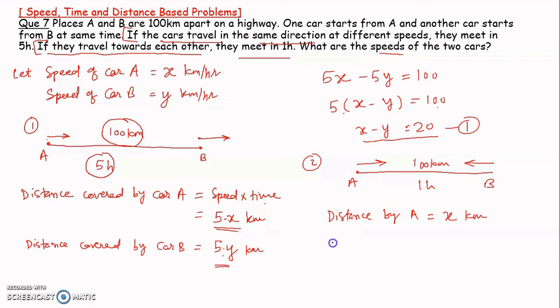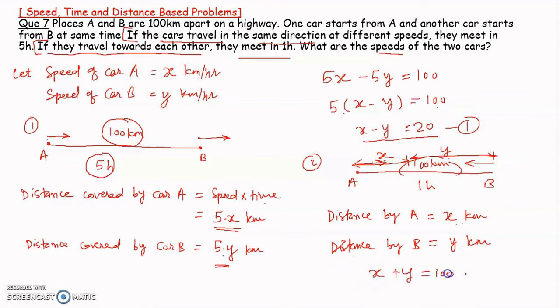Right? And same way the distance covered by car B is y kilometer. Now the addition of those two distances will be equal to 100 kilometer. So let's say this is the distance covered by car A and this is the distance covered by car B. The addition of those two distances will be equal to 100 kilometers. So we can write x plus y equals 100. So this is equation number 2. This way we obtain those two equations, and now it's very easy to solve them.